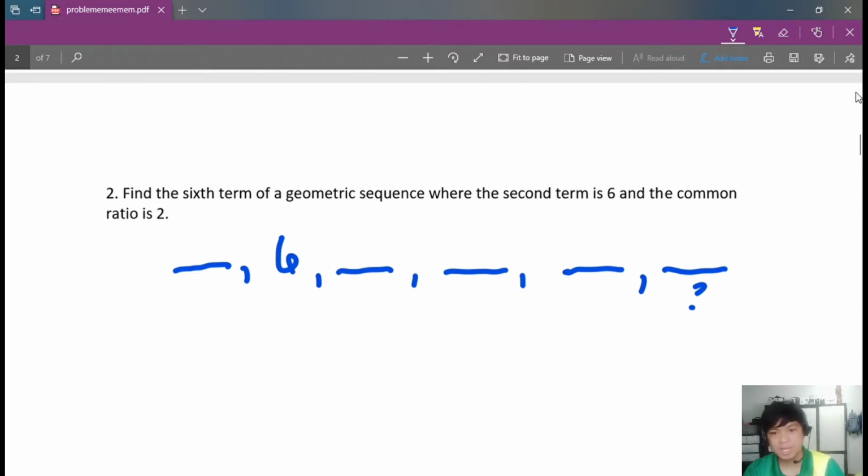So, it's easy. Since we know the common ratio, all we have to do is just multiply successively. So, 6 times 2 is 12. Times 2, 24. Times 2 again, 48. And times 2, 96. So, the sixth term is 96. The first term here is 6 divided by 2, which is 3. Let's check using the formula.